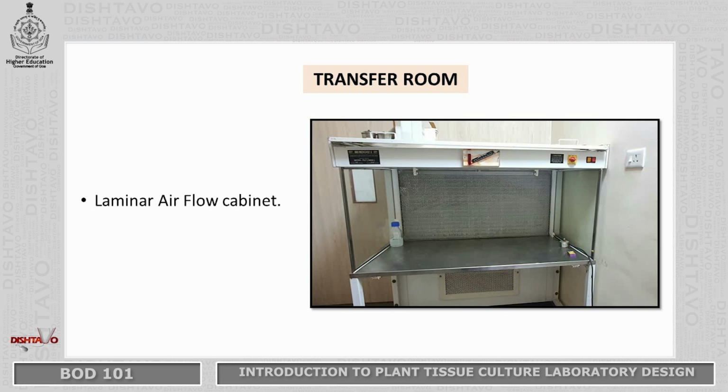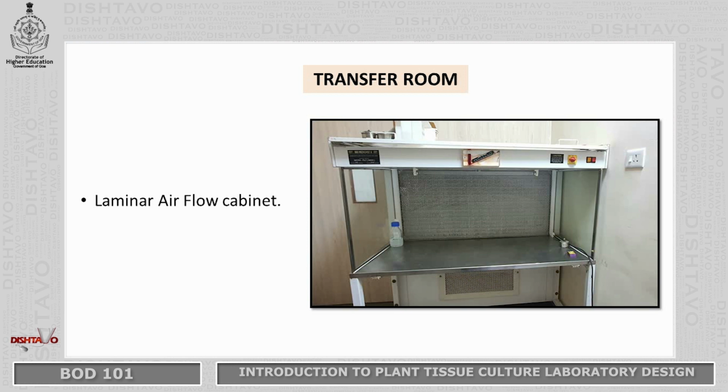The next room is the transfer room. Initially, we used to have a small room which is fitted with a UV light above and bacteria-proof high-efficiency particulate filters. Now, this is reduced and made into a small instrument known as the laminar airflow cabinet. This laminar airflow cabinet has HEPA filters attached to it. These laminar airflow cabinets can be of two types.